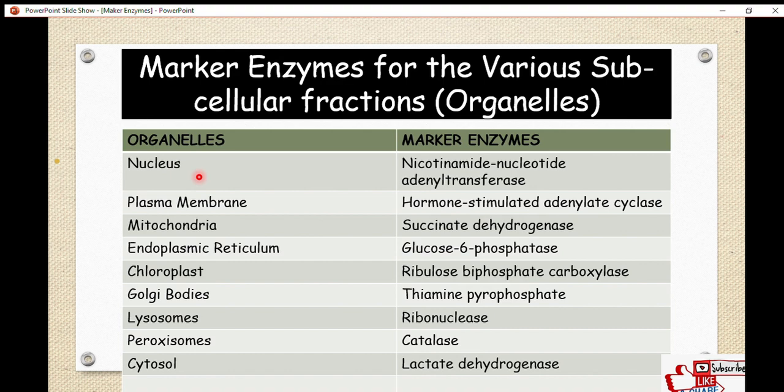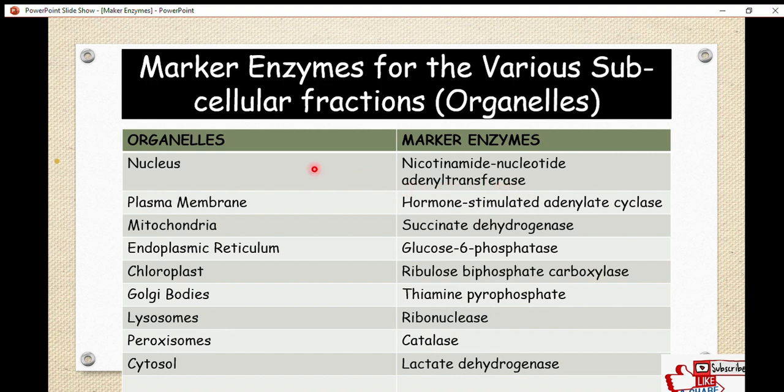It controls hereditary materials, and it controls all the activities of the cell. So in order to identify the function of the nucleus, what you have to do is to determine whether the nucleus is present in a particular fraction or homogenate. What we can use to identify whether the nucleus is present is the marker enzyme for the nucleus, and that is nicotinamide nucleotide adenylyl transferase. So this is specific to the nucleus.